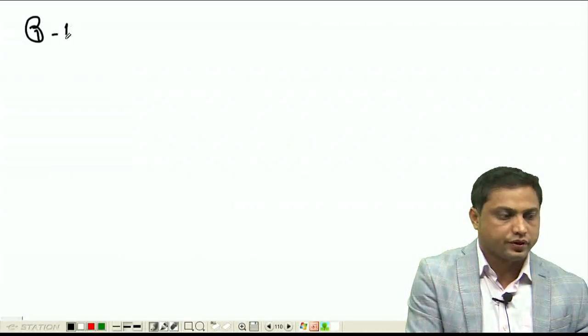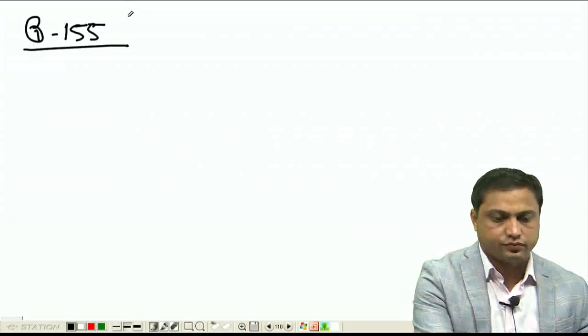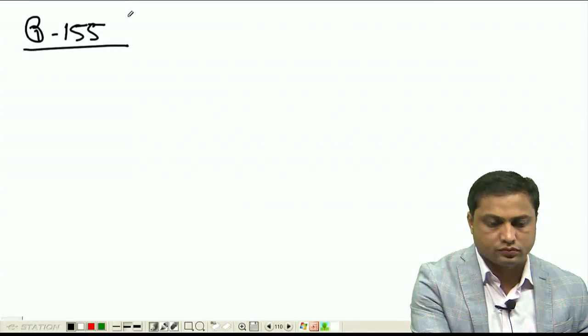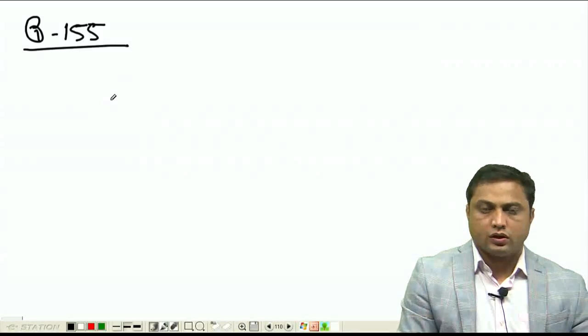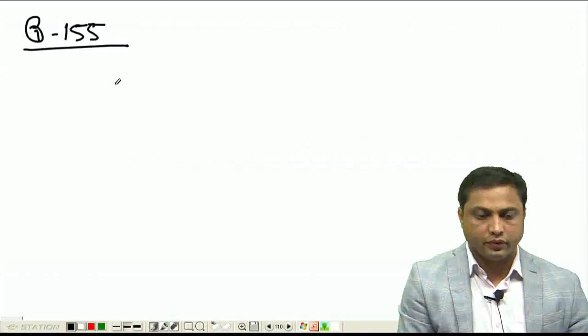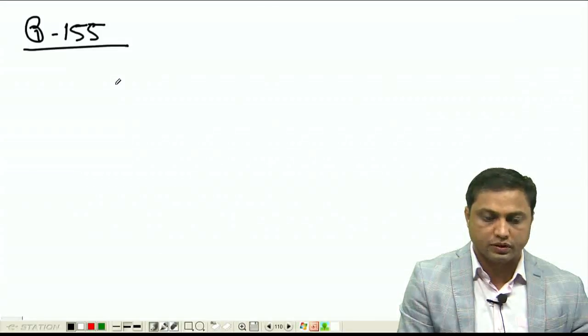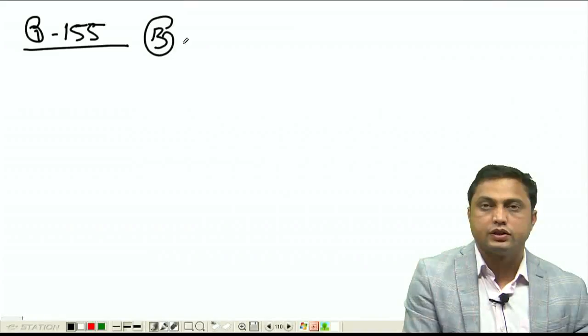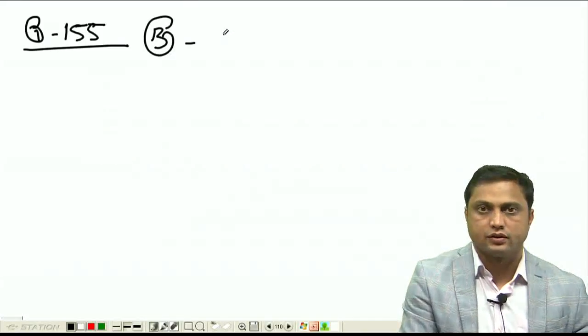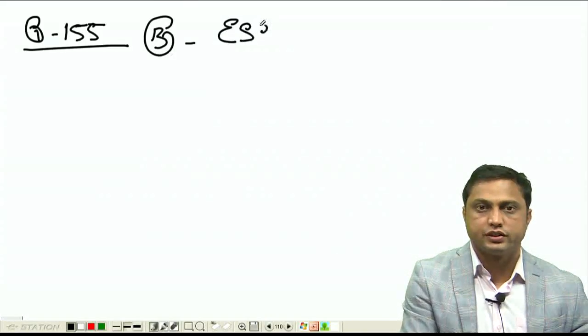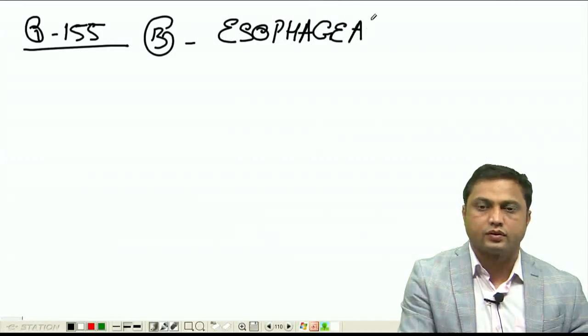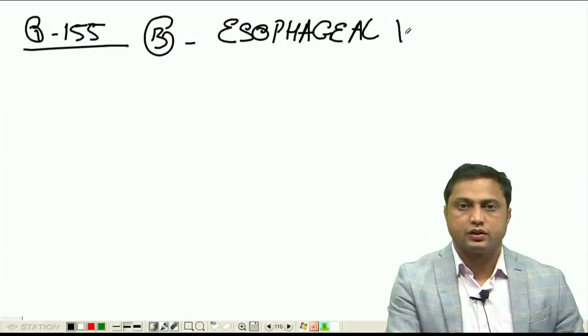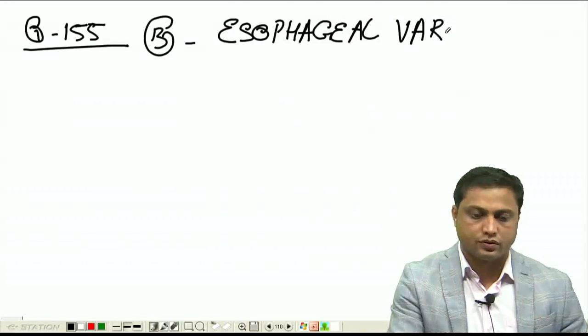Question number 155. It is again a pictorial diagram and it says the following barium swallow shows the presence of. So my dear friends, the answer over here will be esophageal varices.